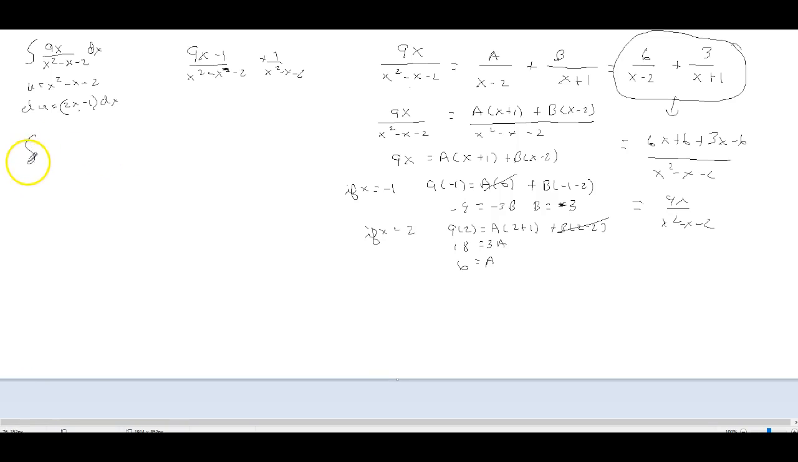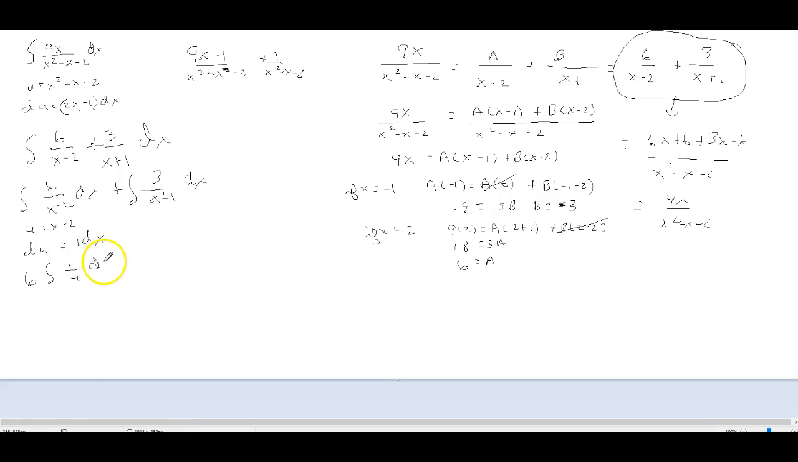So now I'm going to rewrite my integral as the integral of 6 over x minus 2 plus 3 over x plus 1 dx. Now there's a plus in the middle, so we can do them separately. I'm going to go integral of 6 over x minus 2 dx plus the integral of 3 over x plus 1 dx, right? And so I'm going to say u equal to x minus 2, du therefore equals 1 dx. That's easy to make. I'm just going to pull a 6 out in front because I'm lazy. Integral of 1 over u. I'm plugging in the u right away.